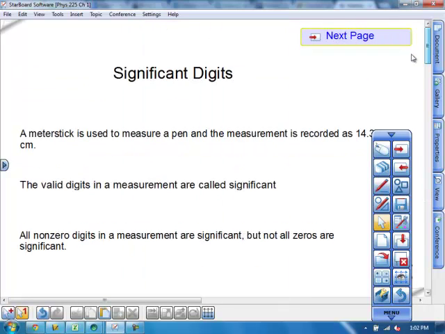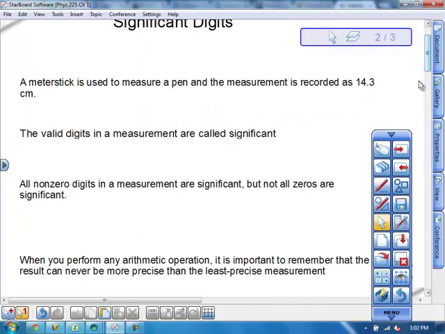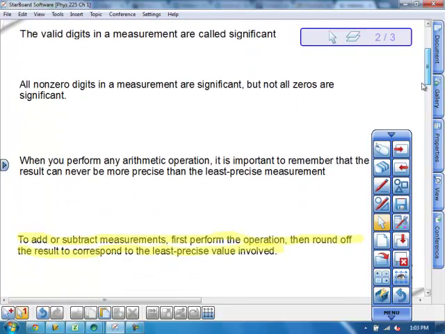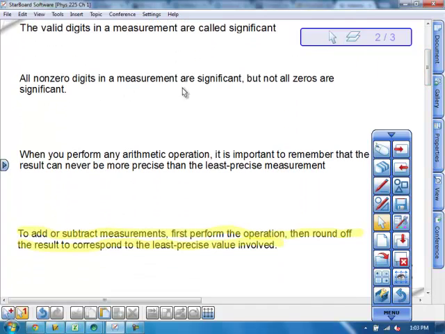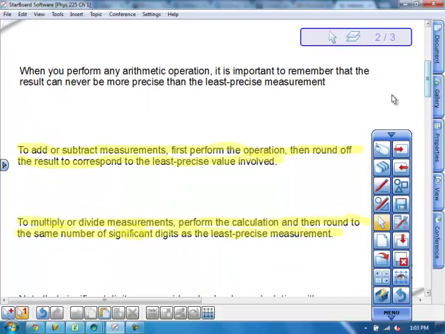Okay. Next, let's talk a little bit about significant digits. The valid digits in a measurement are called significant, and they depend on what we use to measure. So all non-zero digits in a measurement are significant, but not all zeros are necessarily significant. It depends on where they are. We'll try some examples of that in a little bit.